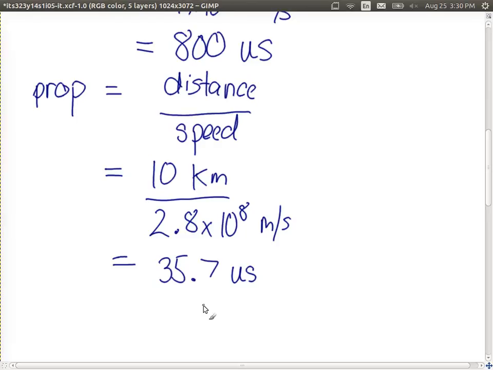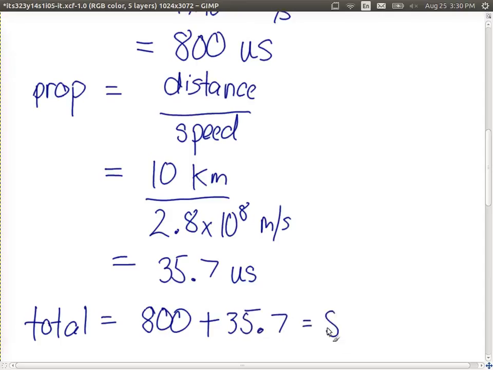So the time from when the first bit was transmitted until when the last bit arrives is the summation of these two, 835.7. So the total is about 836 microseconds. Any questions on those two calculations, transmission and propagation delay?